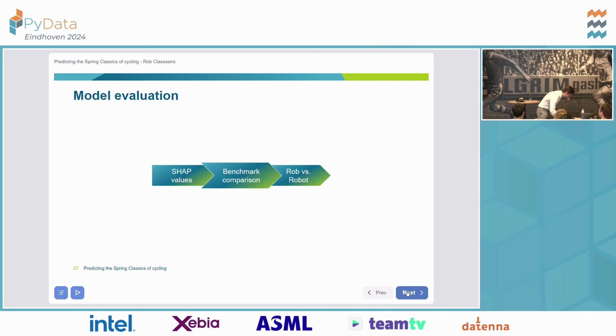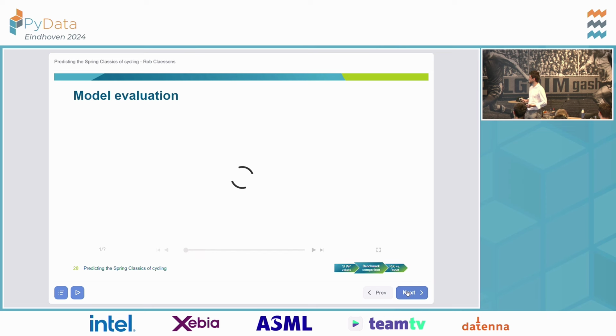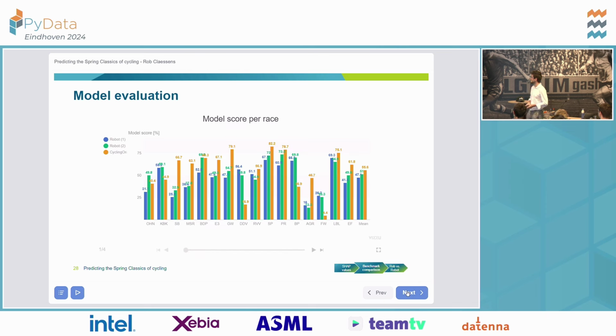And next, a benchmark comparison. I compared my results to Cycling Oracle, the platform I already showed you. They also predict races, and they actually have a scoring system in place. Based on their predicted top 10 and the final ranking of the race, they compute a score, and that is expressed as a percentage of the maximum you could take. And that's what you see here.